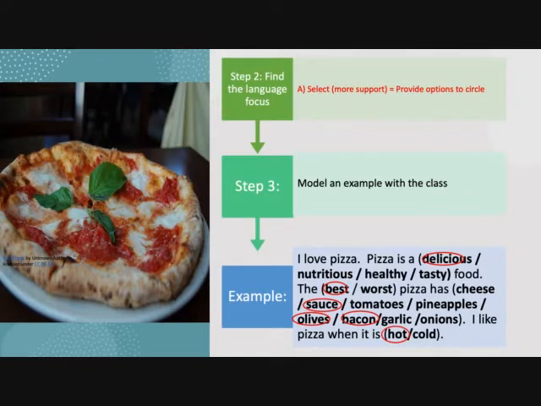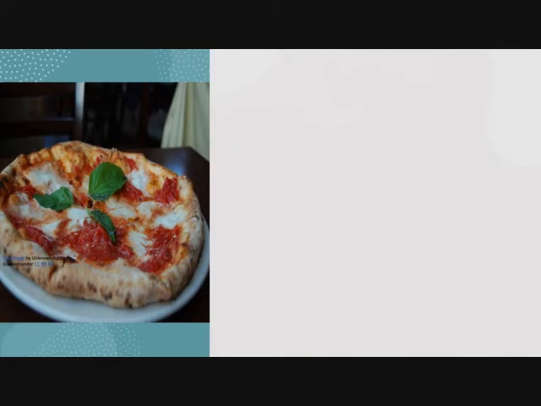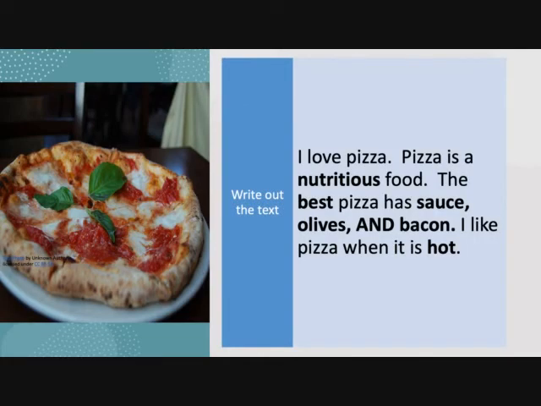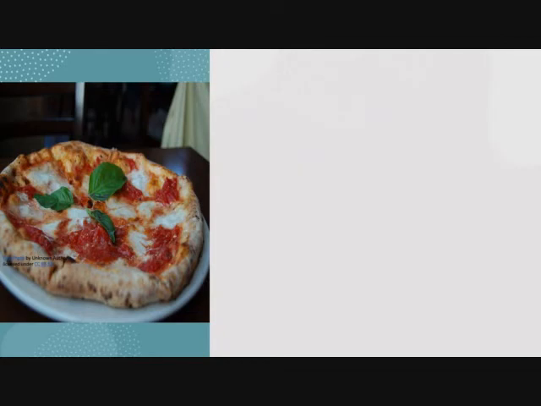Now you see, if the students do this, they end up with something on their own that's not exactly as the model, but it does follow the model pretty closely. So they would end up with something like this. Pizza is nutritious food. The best pizza has sauce, olives, and bacon. I would explain we needed an "and." I like pizza when it is hot. Now, that was what I could have done by giving them options.